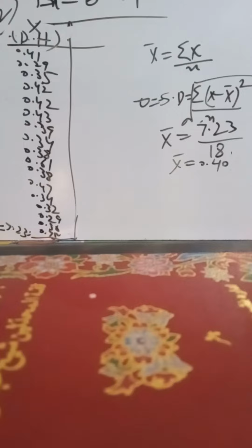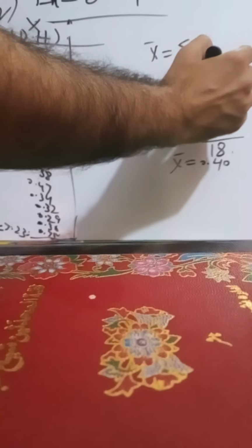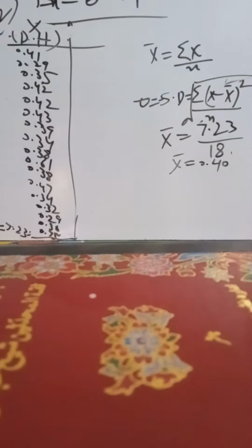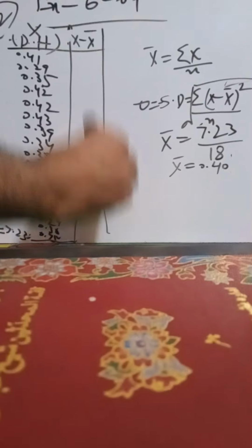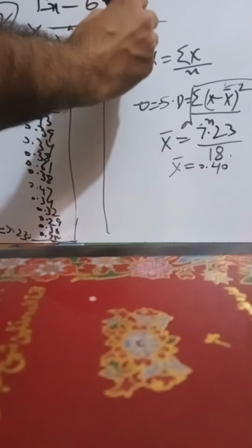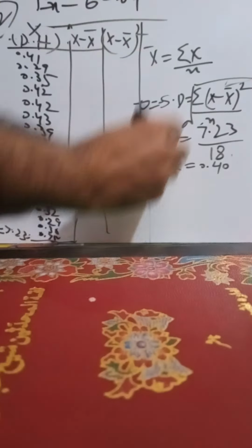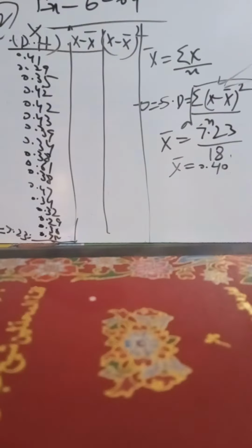the next column, that is, if I look at this formula, x minus x bar whole square. So first I will calculate x minus x bar, then I will calculate x minus x bar whole square, then I will put the values in this formula and I will get the standard deviation. Okay, now I am doing it directly.